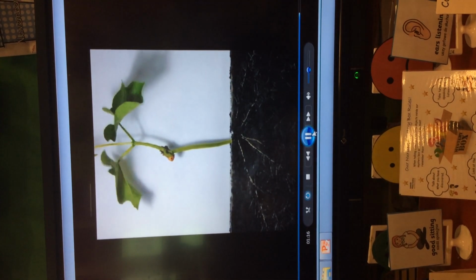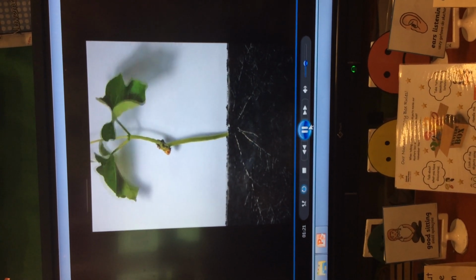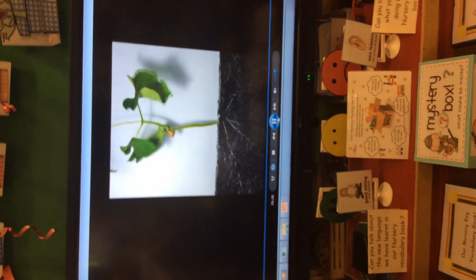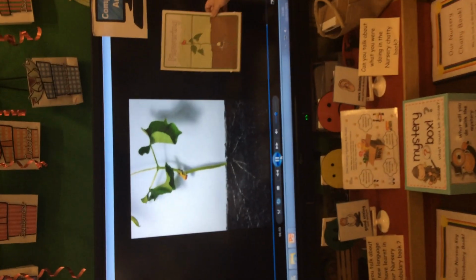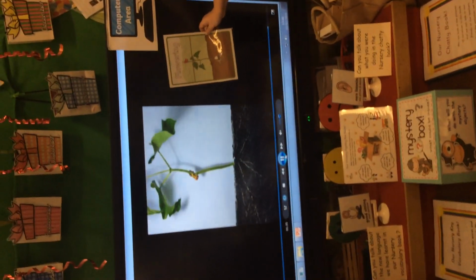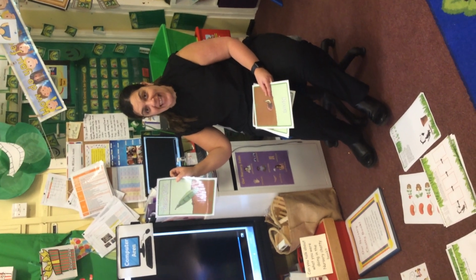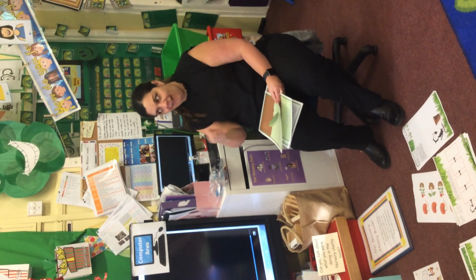Whoa! Wow! It's enormous! And then, I wonder what happens next. It will start to flower, and then it will start all over again by picking the bean pods off the plant.